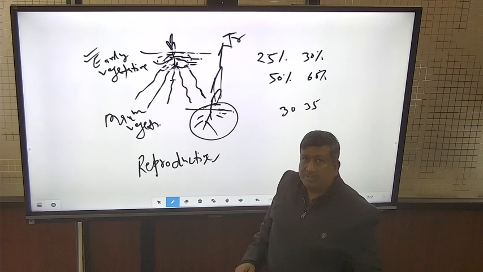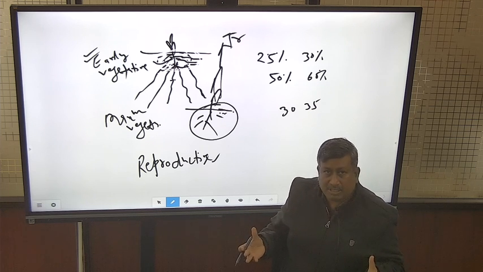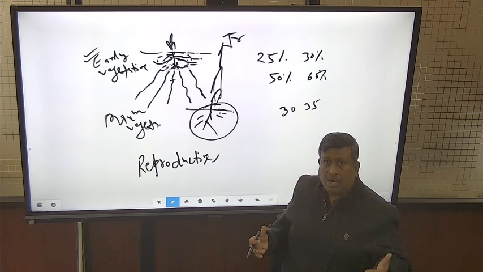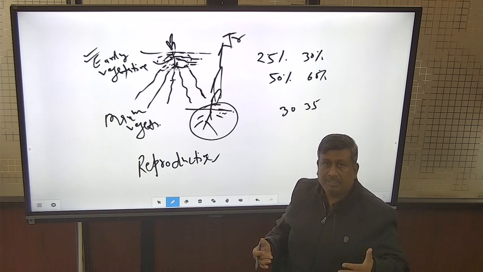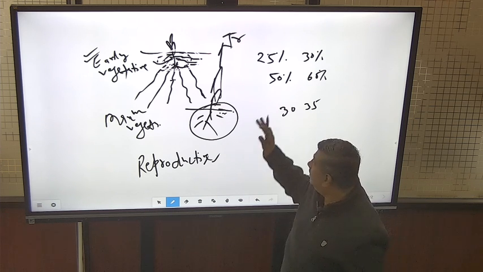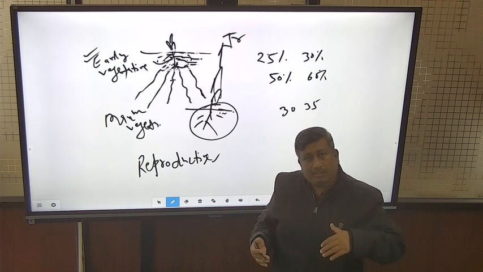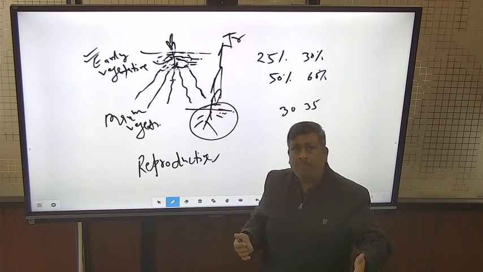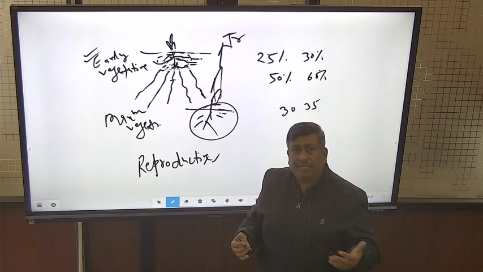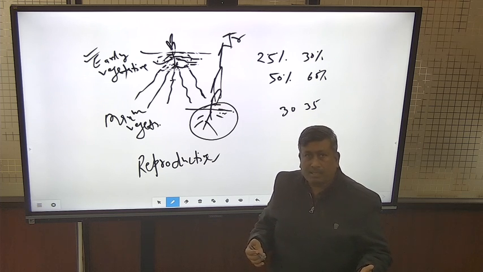And at reproductive stage, no such huge amount of water is required. So we can allow more water depletion, about 70%, 60%. But this 60, 70 depends upon the crop. For example, sorghum, we can allow more moisture depletion, 75%, 80%, because sorghum can tolerate drought.